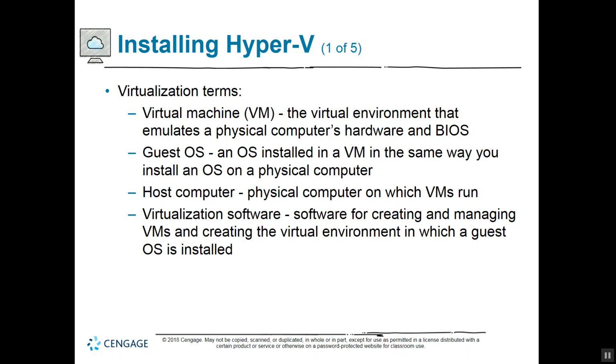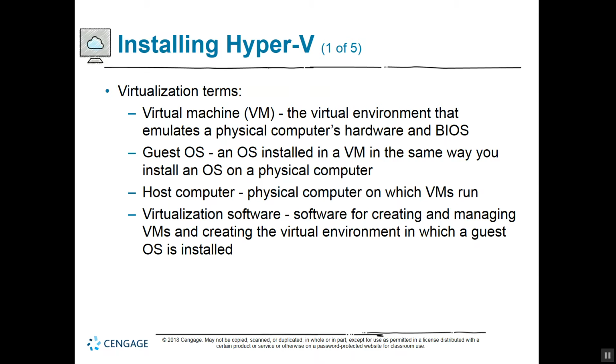Now, when we're installing Hyper-V, we've got some virtualization terms we need to think of ahead of time, to get an understanding of what they mean and how they're being used. A virtual machine, or a VM, is the virtual environment that emulates a physical computer's hardware and BIOS. A guest OS is an OS installed in a VM the same way you install an OS on a physical computer. The host computer is the physical computer on which a VM runs.